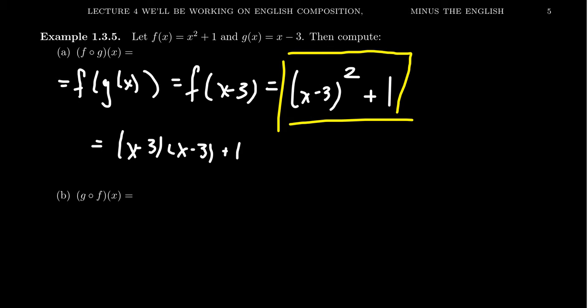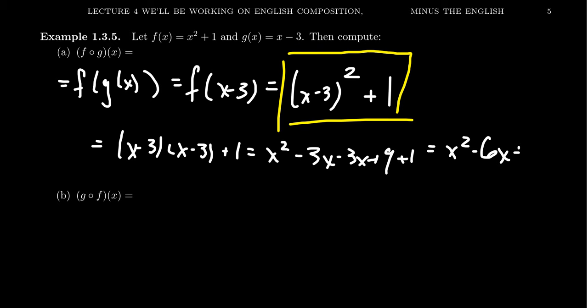But if we want to expand it out, we take x minus 3 times x minus 3 plus 1, FOIL out the x minus 3 times x minus 3. You'll get x squared minus 3x minus 3x plus 9 plus 1. Combining like terms, you get x squared minus 6x plus 10, like so. And I should mention that the domain of f and the domain of g are all real numbers. When you compose them together, we also get all real numbers. There's no restriction on the polynomial x squared minus 6x plus 10.